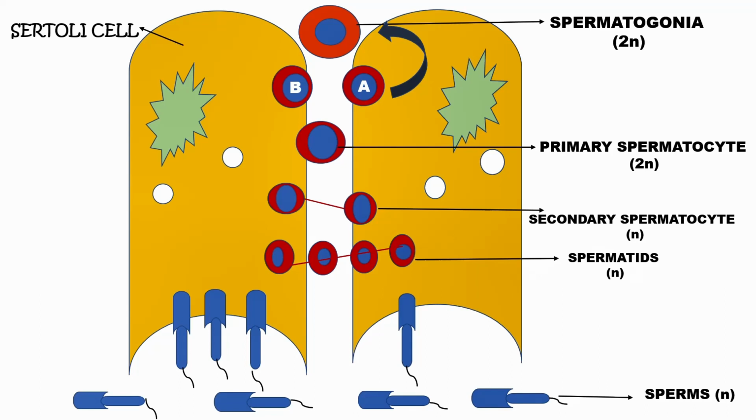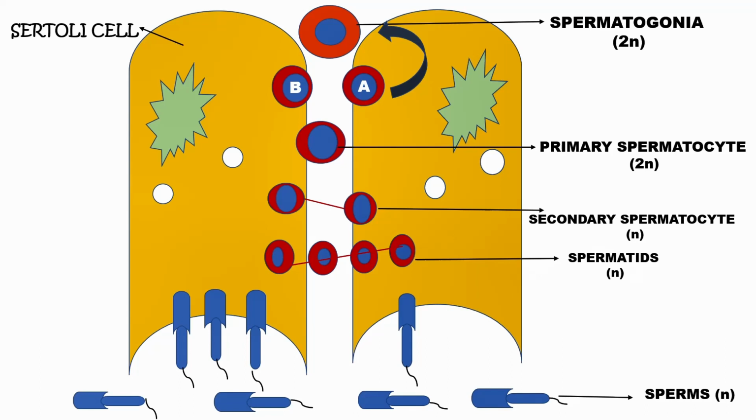Now spermatids undergo maturation changes where the Golgi complex of the spermatid gets transformed into the acrosome, and the centriole forms the axial filament and becomes the tail. So the spermatid gets transformed into a spermatozoon, and this process of formation of sperm from spermatid is called spermiogenesis. At this time, the spermatozoa are still attached to the Sertoli cells.